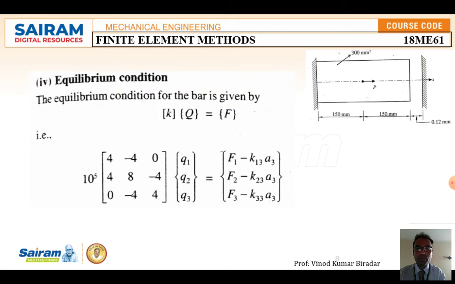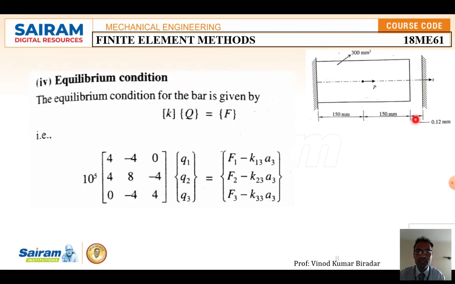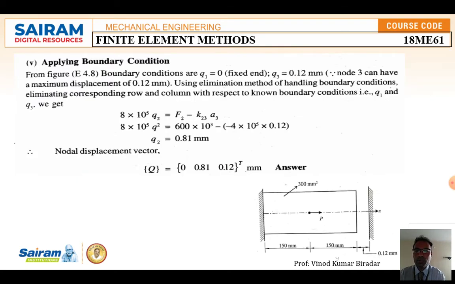So the equilibrium condition, what is the formula? Kq is equal to F. Substitute the global stiffness matrix, Q value and the force value. Then simplify this and apply the boundary condition. Here node 1 and node 3 are fixed, so delete the first row, first column, and the third row, third column. The remaining is this second element: 8 into 10 to the power of 5 Q2 equals F2 minus K2 A3. A3 we also know, so substitute all the values and you are going to get Q2 is equal to 0.81. This is the displacement.